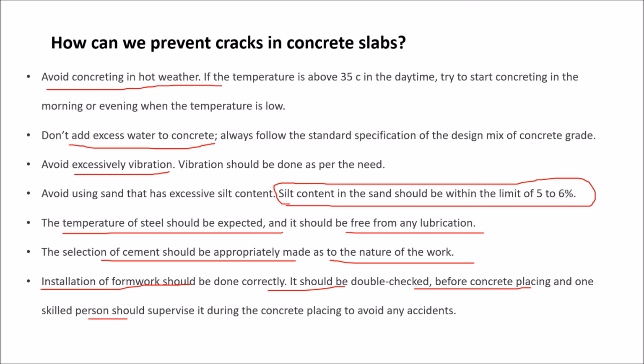Apart from this, avoid excessive silt content, and the temperature of the steel should be checked. It should be free from any sort of lubrication. Selection of cement should be proper. Installing of formwork should be done correctly. Double check before placing the concrete. It must be done by a skilled person to avoid any sort of accidents. These are the steps by which we can prevent cracks in concrete.